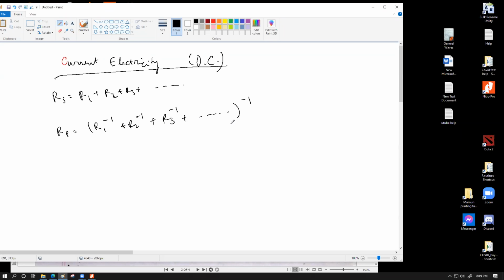The typical version that comes up in the books for this formula looks like this: 1 by Rp equals 1 by R1 plus 1 by R2 plus 1 by R3 and so on. It is a typical formula and it is also perfectly good. I like the other format better because in many cases students do this whole sum, but to get the final Rp value they have to once again reverse the whole thing. Sometimes they forget that.